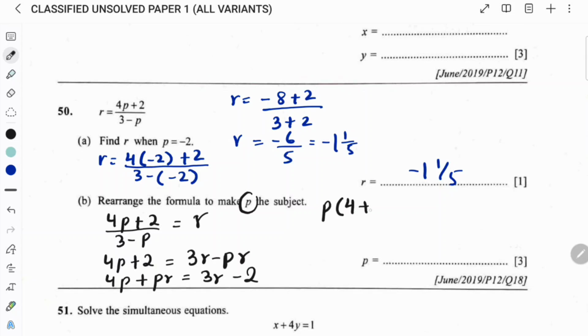Okay, so just take out common p. 4 plus r is equals to 3r minus 2. P is equals to 3r minus 2 upon 4 plus r. So that is 3r minus 2 upon 4 plus r.